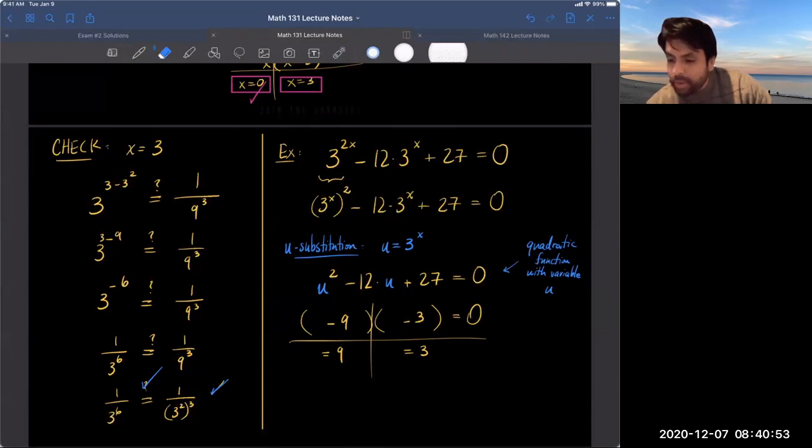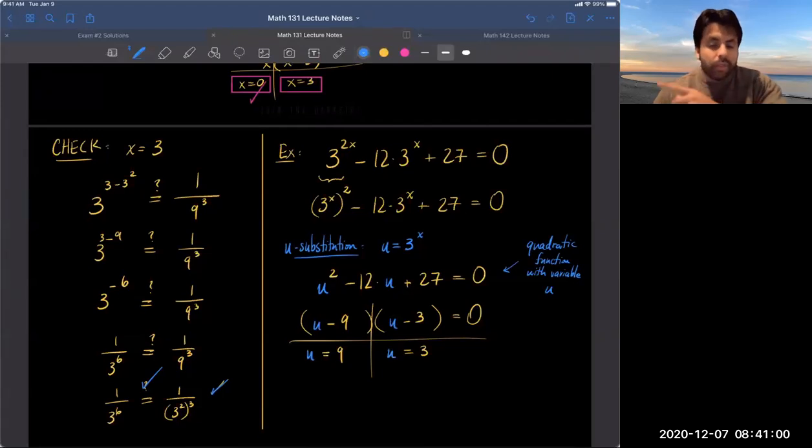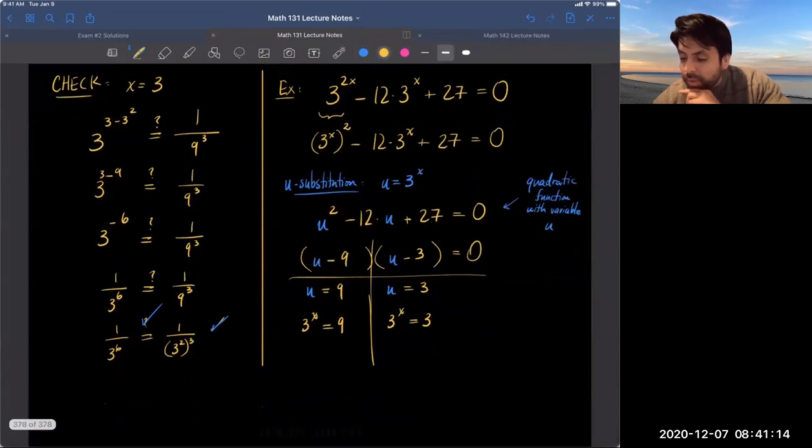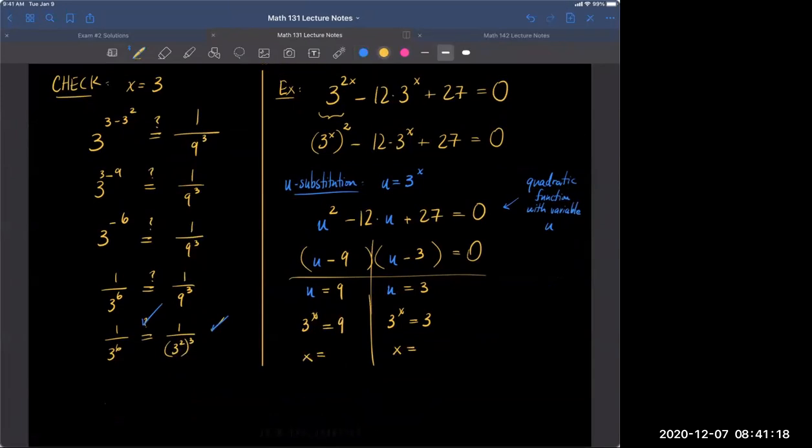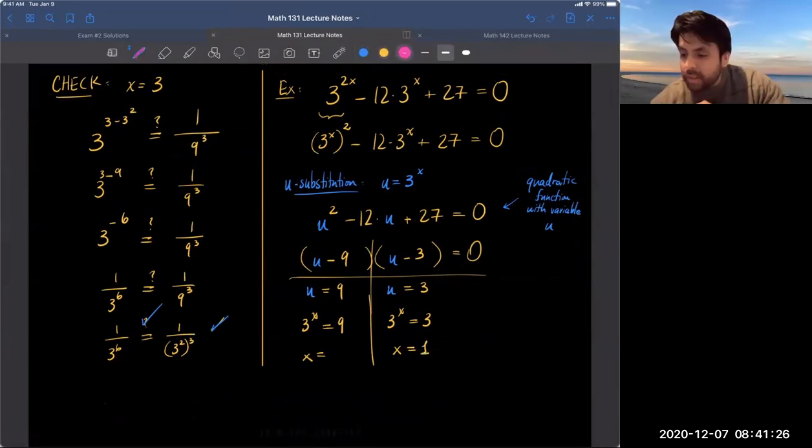Let me just rewrite these with the blue color. So then you start to see that this is the substitution that I made, but that's not the original variable. My original variable is x. So then I rewrite using the original variable, which means that 3 to the x equals 9, and 3 to the x equals 3. So then what can we figure out? What does x equal here and what does x equal here? x would equal 1 on the right side. That's right. x equals 1.